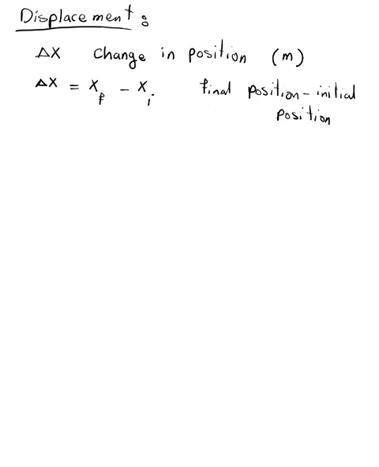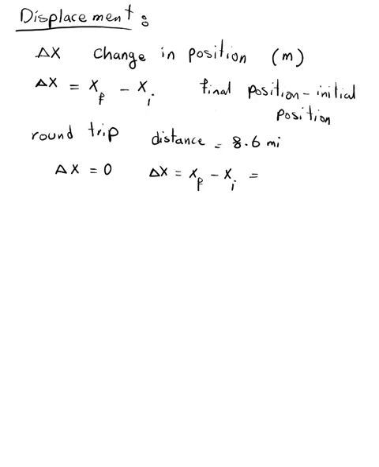For example, in the round trip from your house to the grocery store and back, the distance that you traveled was 8.6 miles, right? But the displacement is 0. The displacement delta x is 0. Why? Because delta x was your final position minus your initial position, and because you're back to the same position, the displacement is 0 for you.